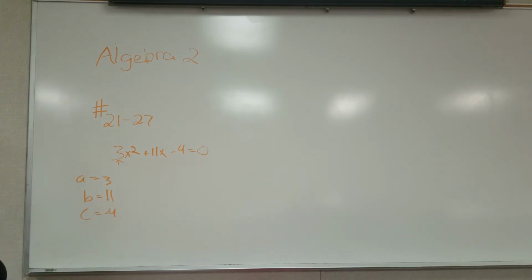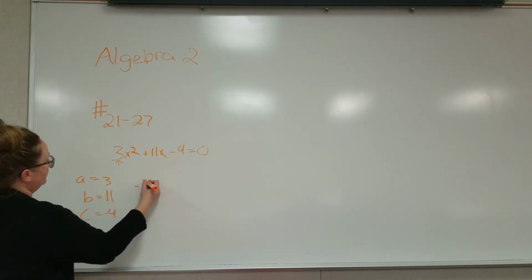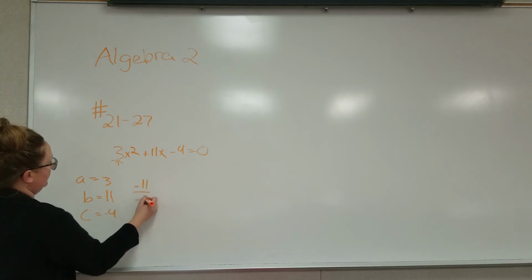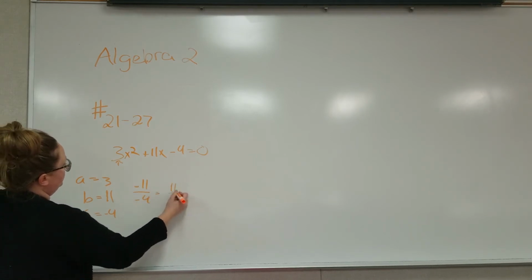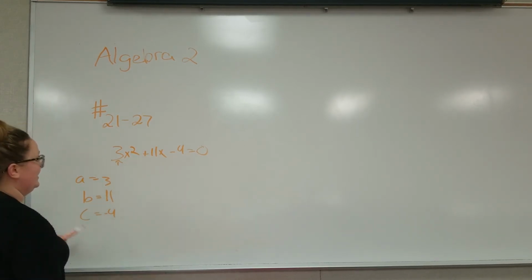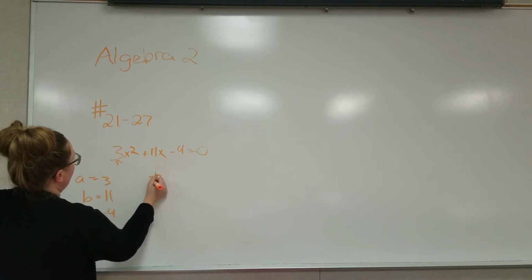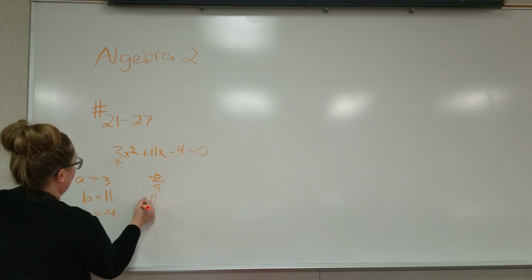All right, so the first one they ask, what is negative a over b? And you're going to say b is 11, so negative 11 over c, which is negative 4. So it's actually positive 11 over 4. Oh, I wrote that wrong. Sorry, my bad. They ask the sum of the roots, which is negative b over a. So it's negative 11 over 3.